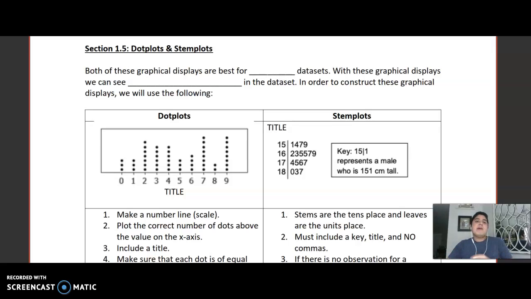Alrighty, so now let's talk about our first two types of graphical displays for quantitative data, the dot plots and a stem and leaf plot. Now you might be familiar with these, but if not, all good. We're going to learn how to construct them as well as how to analyze them, otherwise known as describing the distribution. So both of these graphical displays, as you can see, since we're going to be making these by hand, they are typically best used for small data sets.